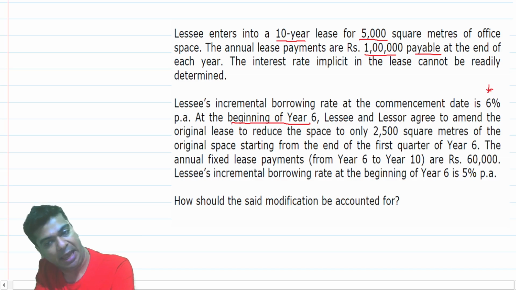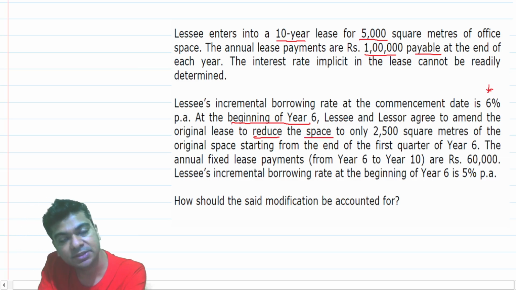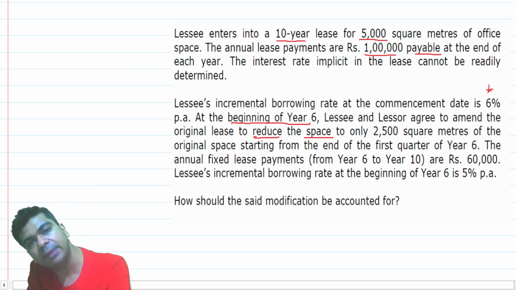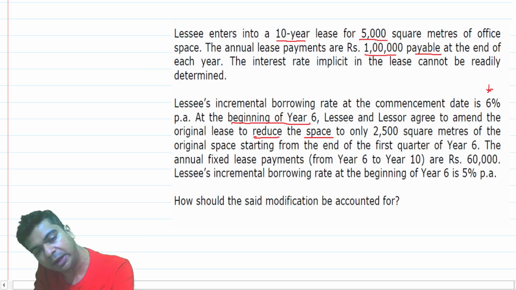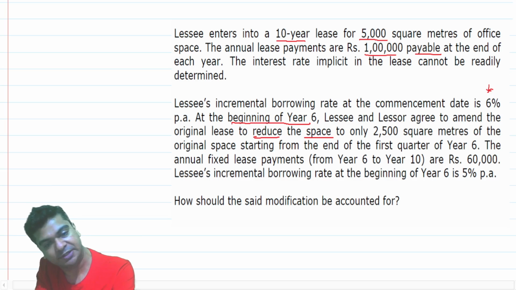Lessee and the lessor agreed to amend the original lease to reduce the space to only 2,500 square meters. So we are planning to reduce the space. If you are planning to reduce the space, that means there shall be reduction in the scope of the lease to only 2,500 square meters of the original space, starting from the end of the first quarter of year 6.